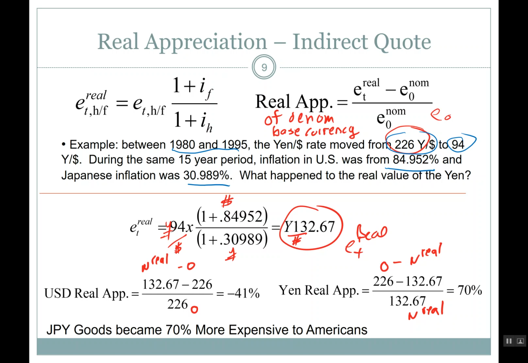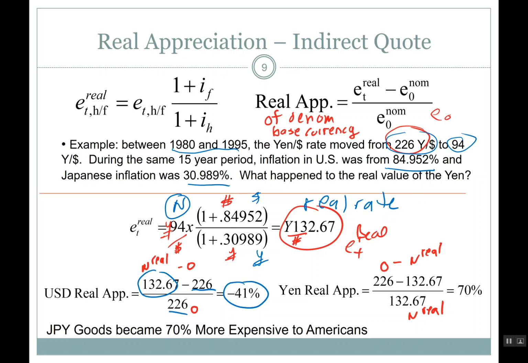Well, I'm going to use my two-step process. The new exchange rate is 94. That's yen per dollar. So I'm going to multiply times 1 plus dollar over yen inflation rates. And I get a real exchange rate of 132. I then say the new real exchange rate minus the old rate over the old rate is minus 41%. When I do new minus old over old, that tells me about the base or denominator currency. That told me that the dollar's down 41%. The dollar had a real devaluation of about 40%.